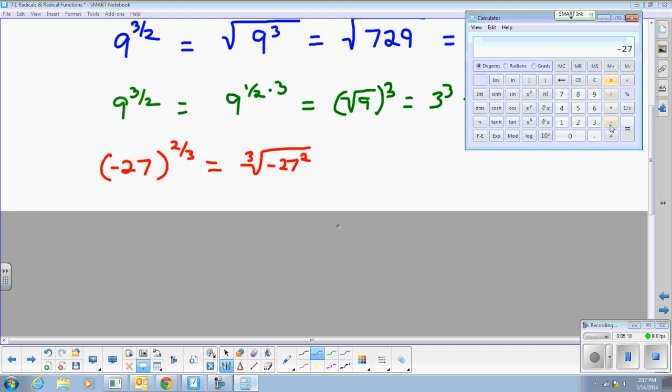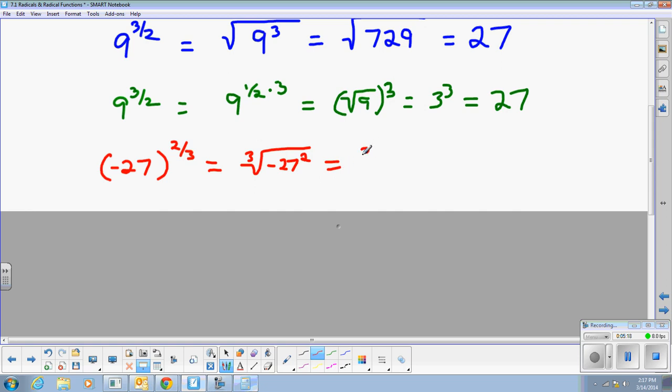27 negative, and my squared function is right here, so I'll tap that. And it says this is 729. So then I have equals the cube root of 729. And I need to find out, is there a cube root of 729? I don't know that off the top of my head either.